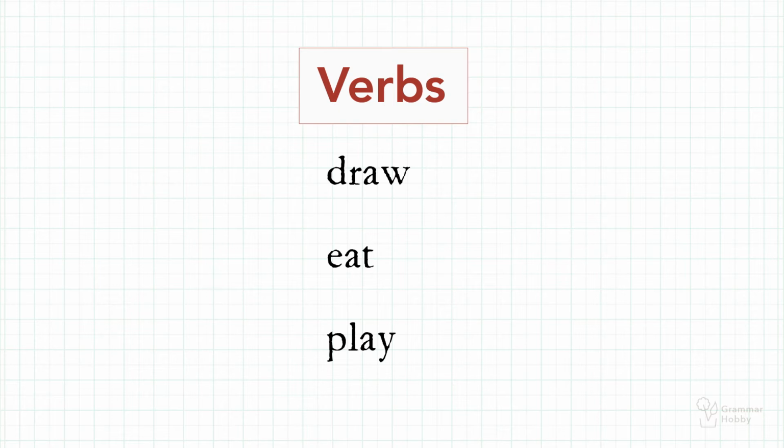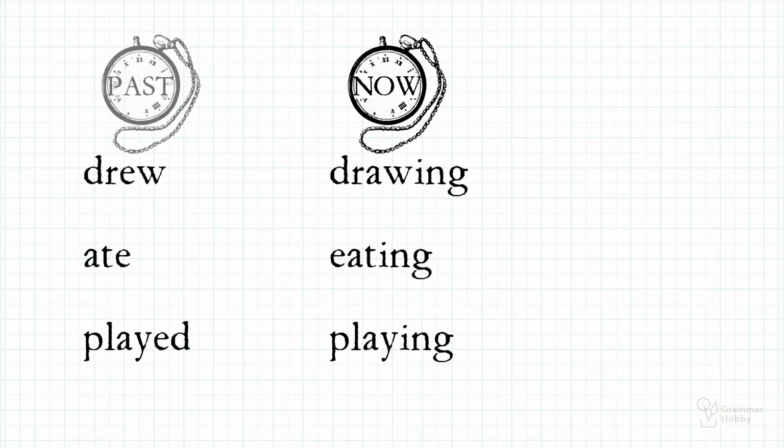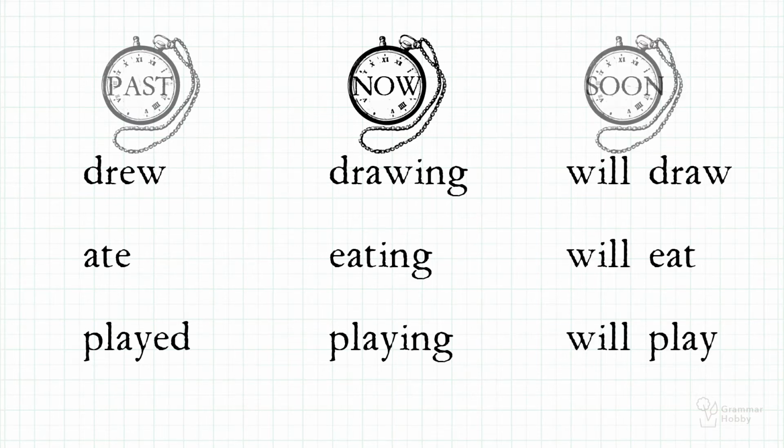For example, the verbs draw, eat, and play can change into present form to show that they are currently happening at the moment. Draw becomes drawing, eat becomes eating, and play becomes playing. And with their past forms, these verbs can show that the actions had already happened in the past. Drawing becomes drew, eating becomes ate, and playing becomes played. Not just that, these actions can also show you that they are only about to happen. Drawing becomes will draw, eating becomes will eat, and playing becomes will play.